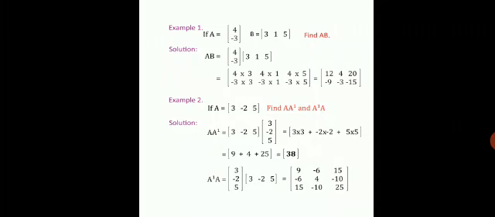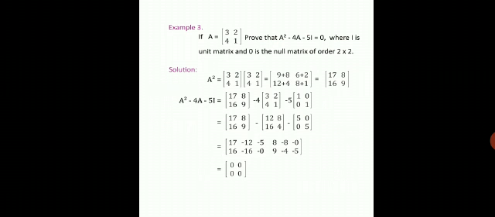Similarly, for the second row with the first column, second column, third column respectively, you get minus 2 into 3, minus 6, minus 2 into minus 2, plus 4, minus 2 into 5, minus 10. Similarly, third row with first column, second column, third column respectively. 5 into 3 is 15. 5 into minus 2 is minus 10. 5 into 5 is 25. Understood, students?